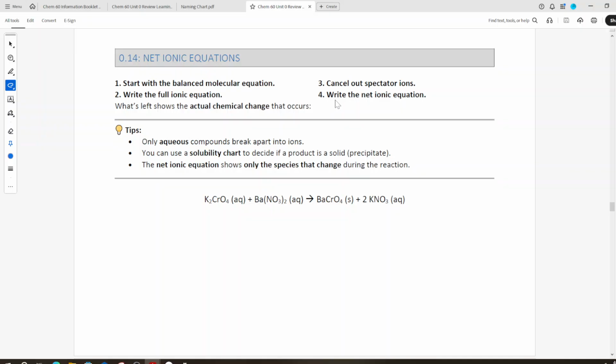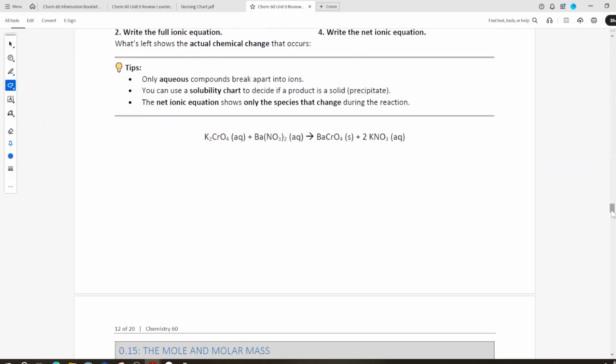What's left is the actual chemical change that occurred. Everything else is what we call spectators, right? They're not part of what's driving the reaction. Some tips: only aqueous compounds can break apart into ions. You can use a solubility chart to decide if a product is solid or not. We aren't going to review that here, but that is something that you're going to be aware of when we get into the Chem 60 stuff. And then the net ionic equation shows only species that change during the reaction.